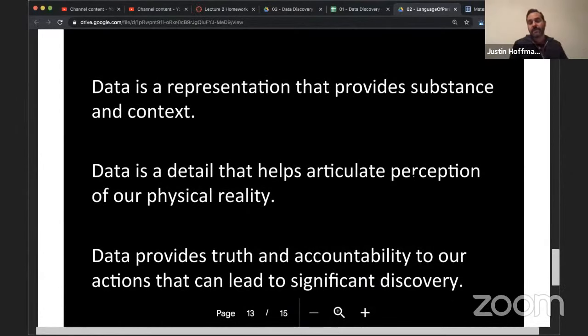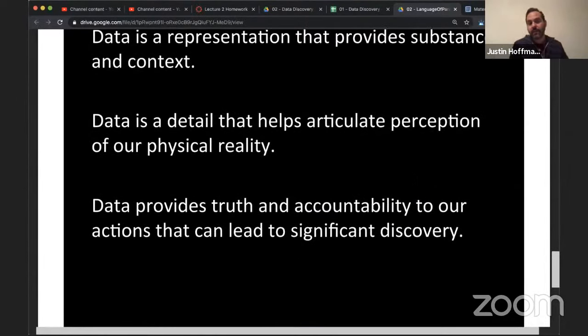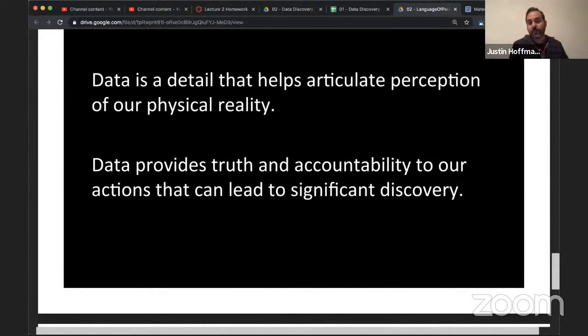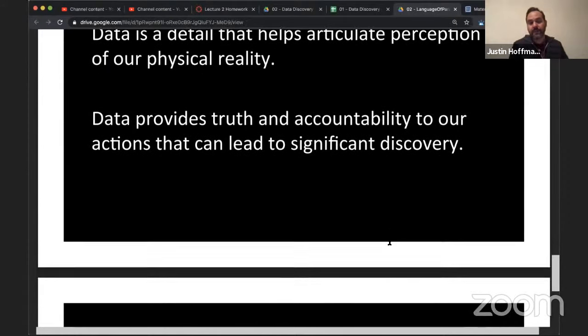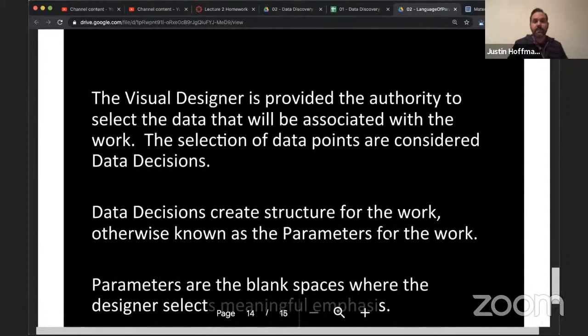So data is a representation that provides substance and context. Data is a detail that helps articulate perception of our physical reality. Data provides truth and accountability to our actions that lead to significant discovery. The visual designer is provided the authority to select the data that will be associated with the work. The selection of data points are considered data decisions.